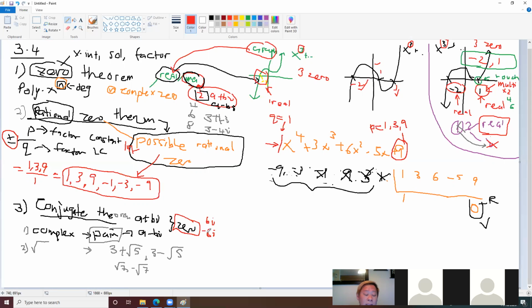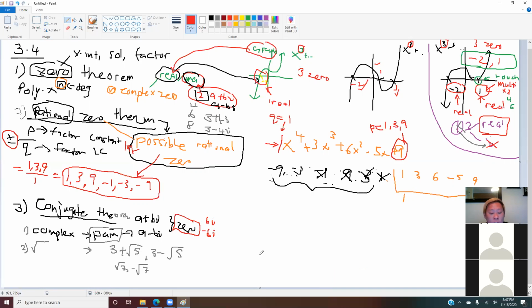You guys clear with this, the conjugate theorem? These are very, very important theorems in 3.4. Are you guys with me? Any questions you have with these 3 theorems? There are more, but these are the basic 3 theorems.